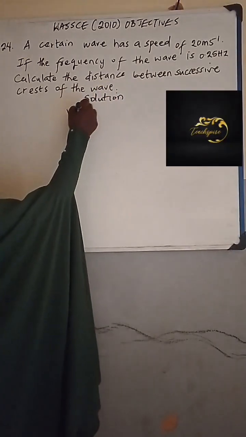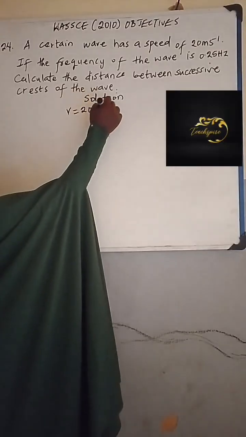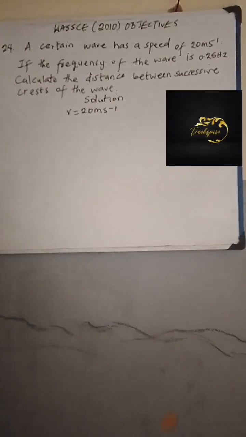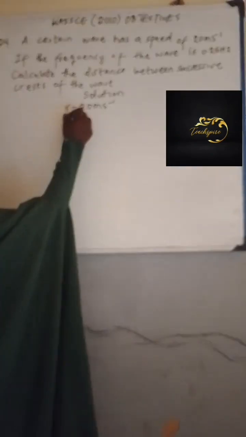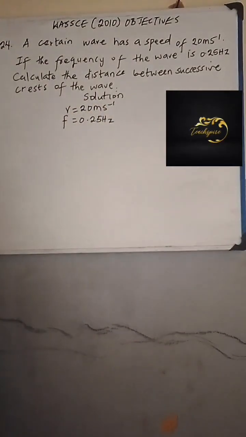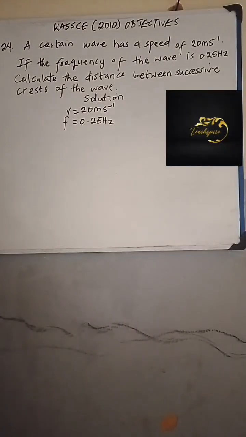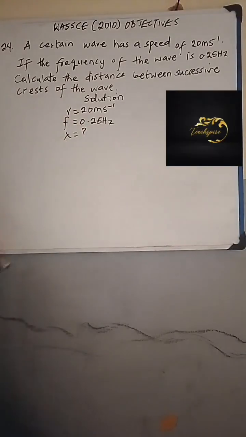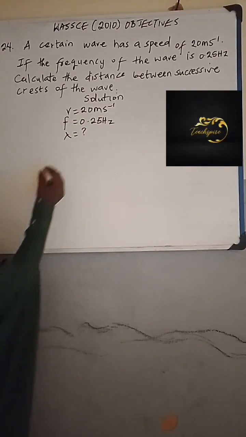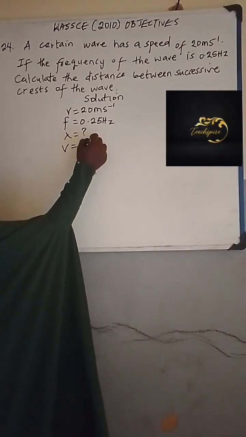A certain wave has a speed of 20 meters per second. We are given speed, which is 20 meters per second. If the frequency of the wave is 0.25 hertz, so we are given frequency 0.25 hertz. Calculate the distance between successive crests of the wave. Somehow that is simply asking you for the wavelength.